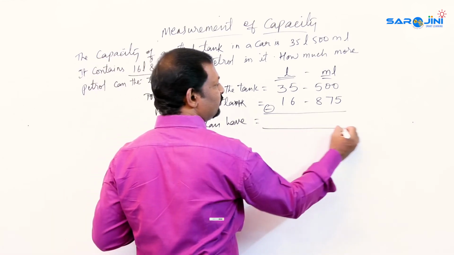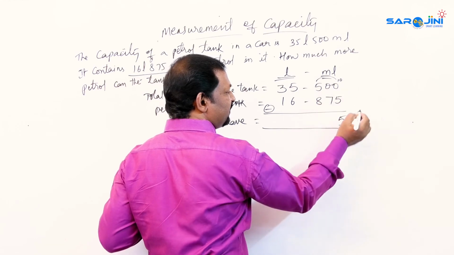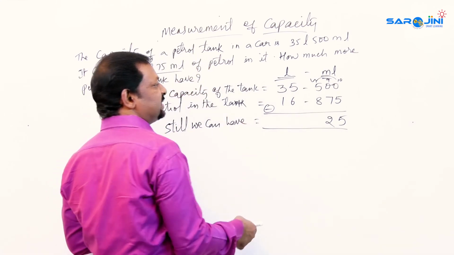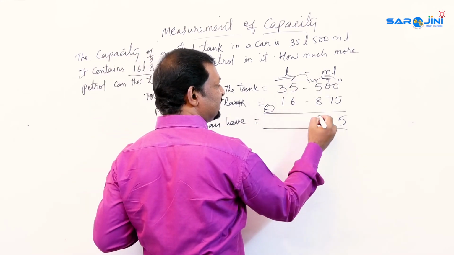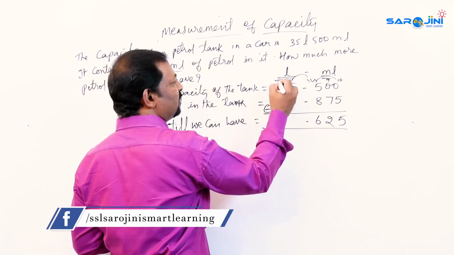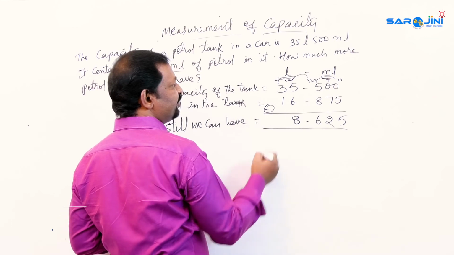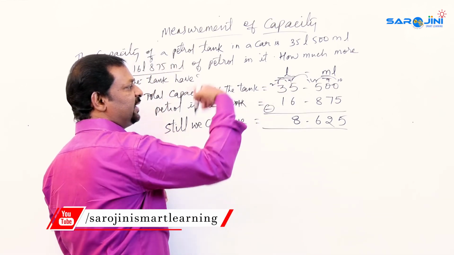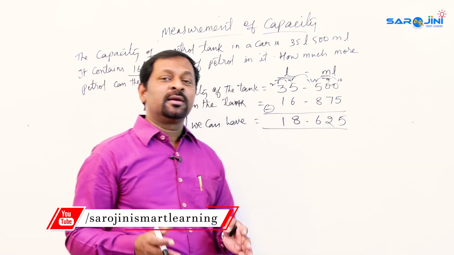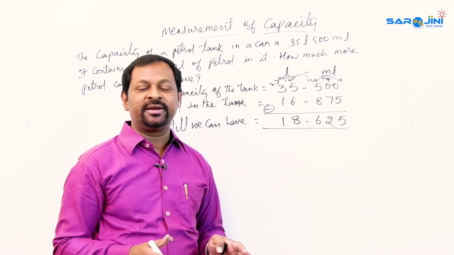So 0 minus 5 is not possible. We have to borrow. This is 10. 10 minus 5 is 5. Here 9. 9 minus 7 is 2. Here 4 left. Now 4 minus 8 is not possible. Again we'll borrow. 14 minus 8, that is 6. Okay. So now here 4 left. Again 4 minus 6 is not possible. We'll borrow, that will become 14. 14 minus 6 is 8. Now here you are left with 2 because already you have borrowed. So 2 minus 1 is 1. So that means still the tank can fill 18 liters 625 ml of petrol in it, so that the tank may be full.